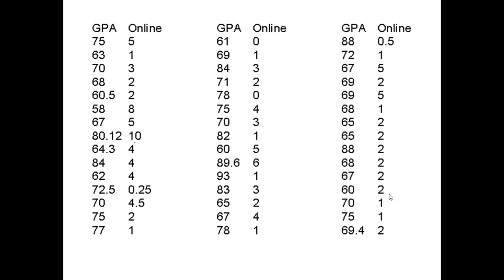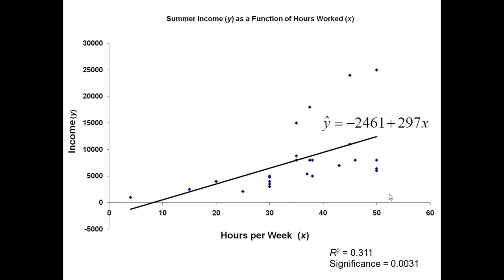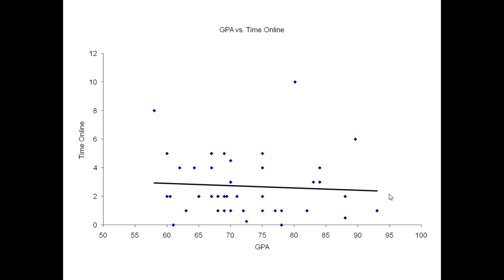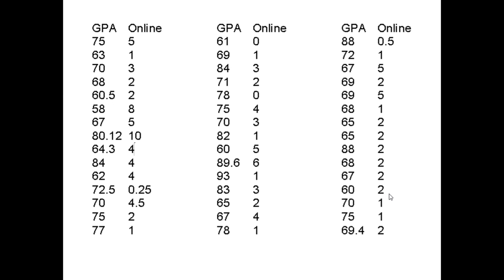Let's go into another example to try to understand. Here we have online time versus GPA: how many hours a student was online. Time online, yes, how many hours a person is spending.